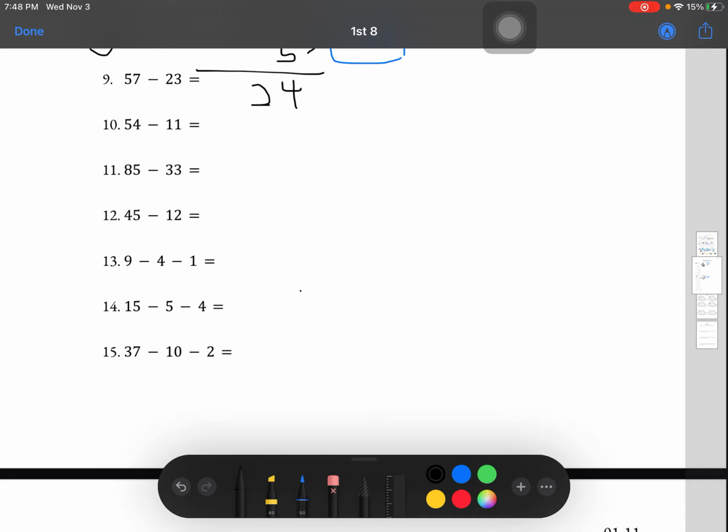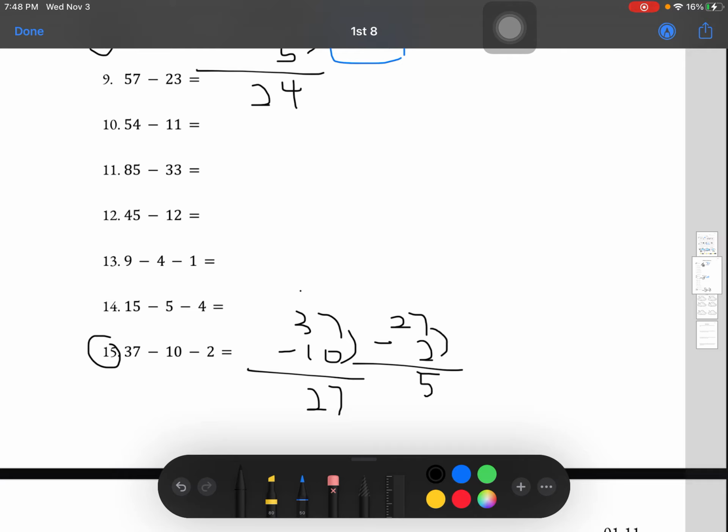We will also do number 15. 37 minus 10 minus 2. First, we can start with 37 minus 10, which is 7 minus 0 is 7, and 3 minus 1 is 2. And then from there, we can do 27 minus 2. And 7 minus 2 again is 5, and 2 minus 0 is 2. So the answer to number 15 will be 25.